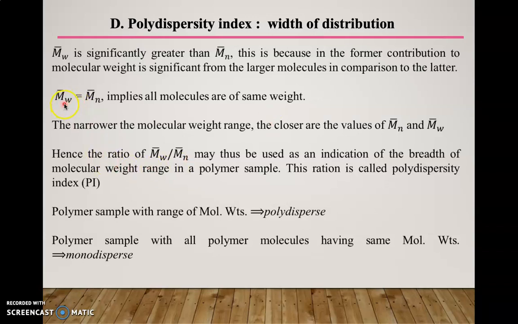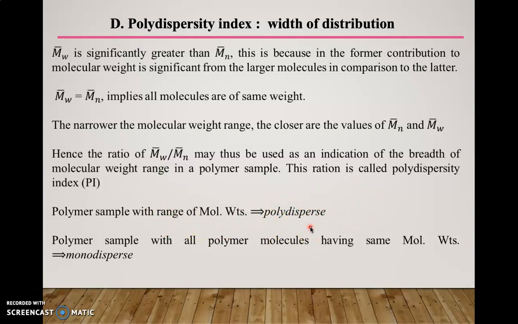So depending upon the broadness or the difference in the value of the weight average and the number average, we can get an understanding about the nature of the dispersity in a particular polymer sample. And that is why this particular ratio, that is Mw upon Mn, which is referred to as the polydispersity index, actually gives an indication of the breadth of the molecular weight range in a particular polymer sample. So if this ratio value is 1, then that means it's a monodisperse sample. Otherwise, a value higher than 1 implies that it is a polydisperse sample.